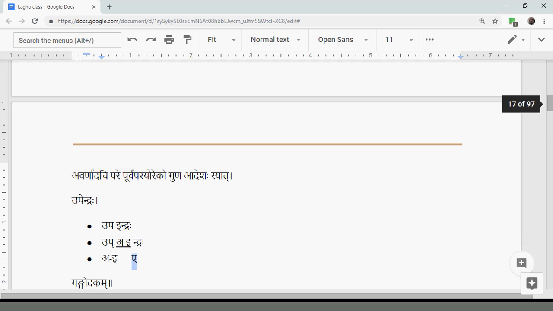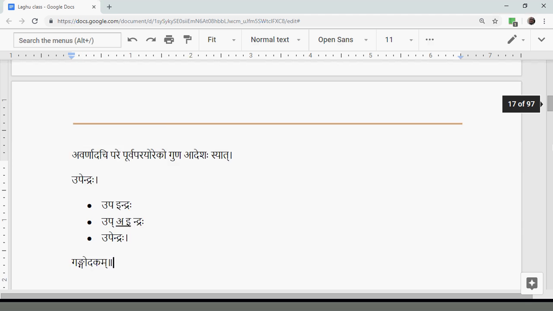So a iti guna adesha syat when upa and indriya. When you are adding upa and indra, adding as in when there is a samhita, it is a single word, so here it is mandatory. Akara and ikara will be replaced by ekara. Therefore you will get upa, and e: upendraha. Okay, this is the upendra example.